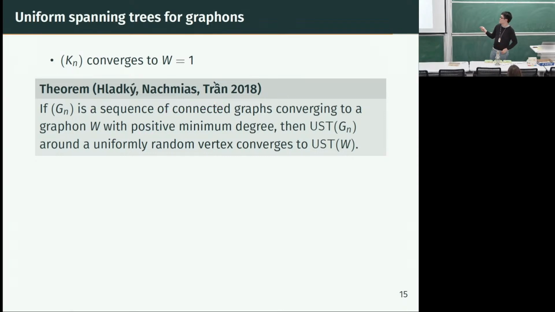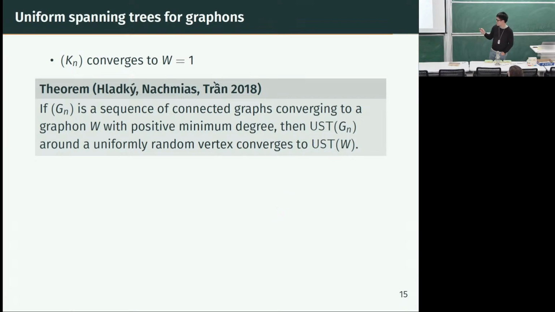that if I were to look at the UST, the uniform spanning tree of these graphs, now around a uniformly random vertex, because things are no longer so symmetric all the time, then it turns out that this has a limit, and its limit is something which we'll call the uniform spanning tree of the graphon W.